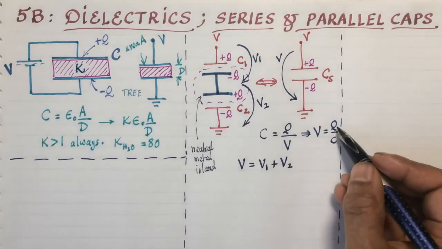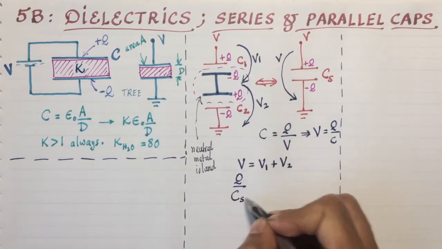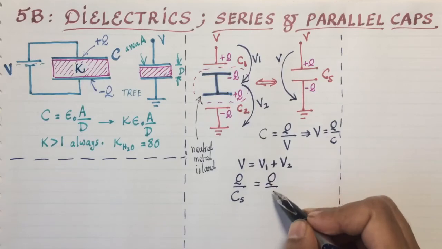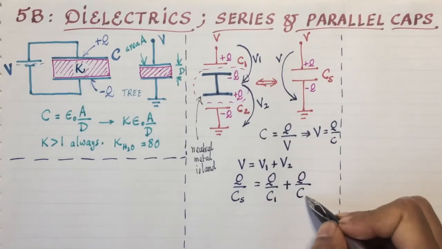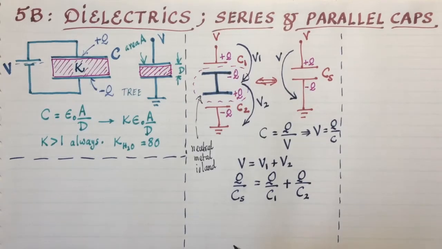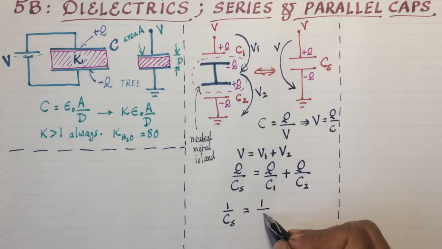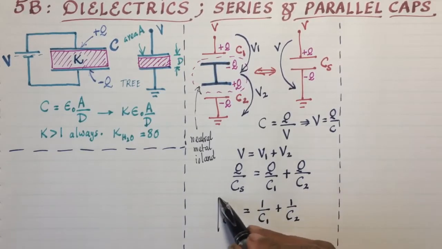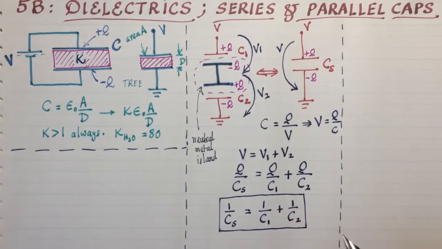Now I can write my expressions. So the charge Q over the effective series capacitance is equal to the charge Q over C1 for V1 and the charge Q divided by C2 for V2. Cancelling out the Q's, I have this beautiful expression: 1 over C sub S equals 1 over C1 plus 1 over C2. Objects that add like this are said to add harmonically. So this is called a harmonic addition.